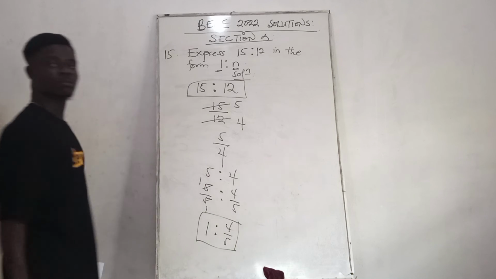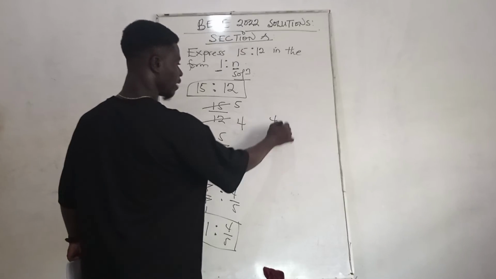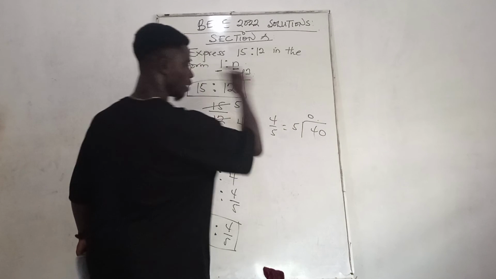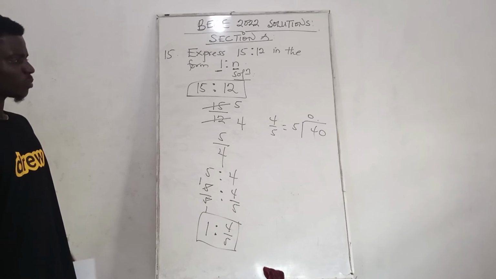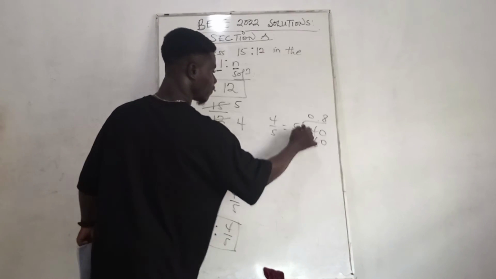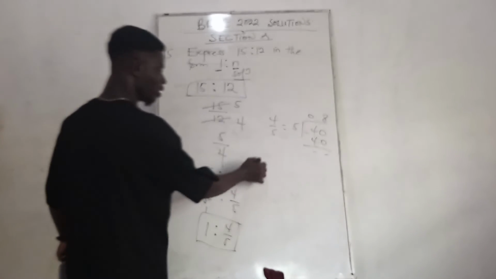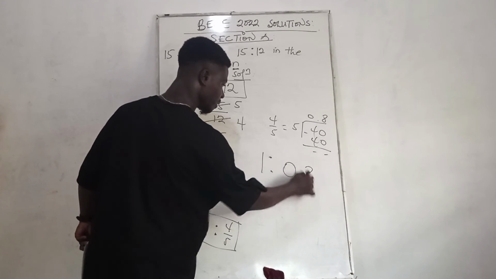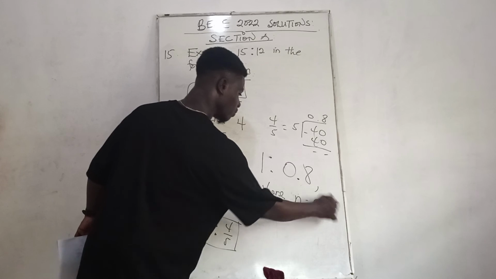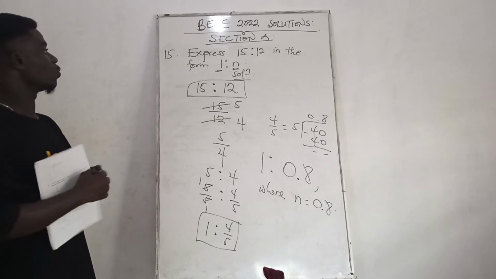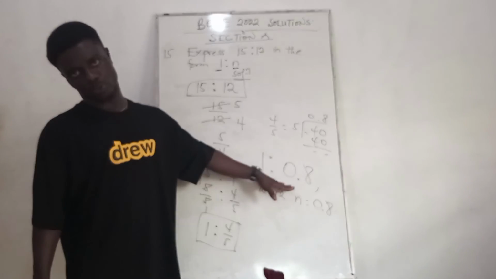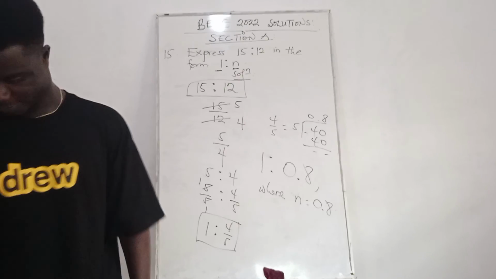So now we can say 4 divided by 5. Can 5 go into 4? No. So 0 point. 5 goes into 40, 8 times. 8 times 5, we get 40. Then we subtract. So we have 1 to 0.8, where our n is equal to 0.8. So now we've expressed 15 to 12 in the form 1 to n, which is 1 to 0.8. Very, very simple.